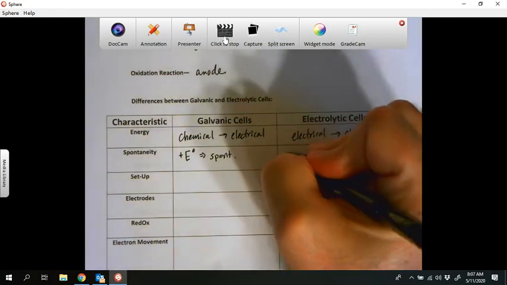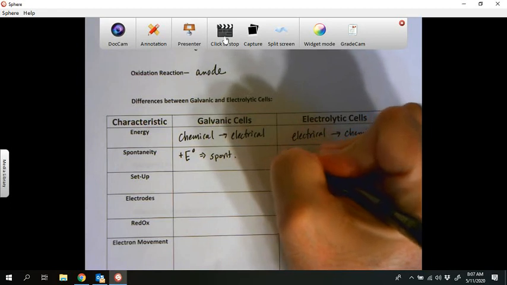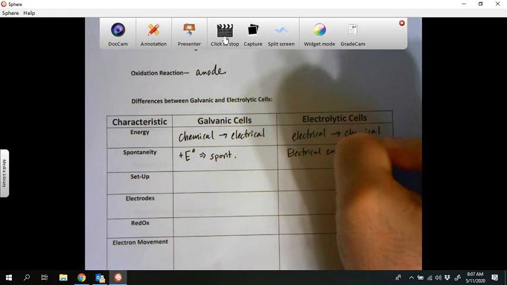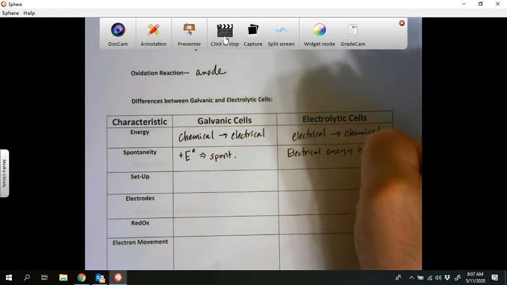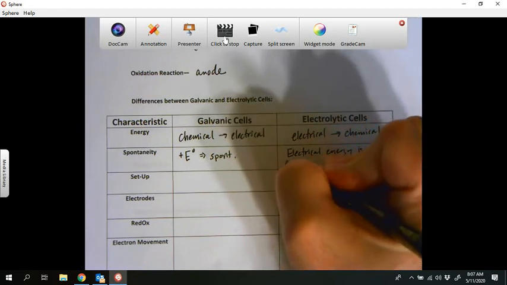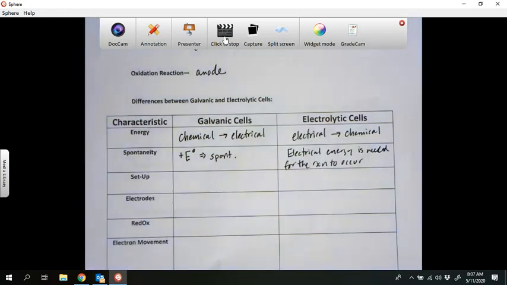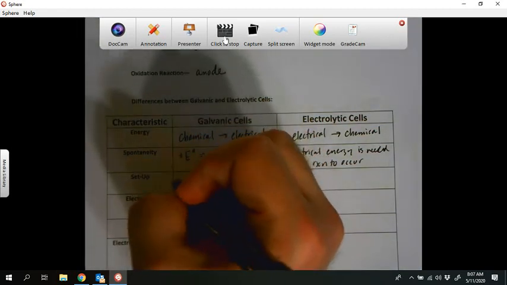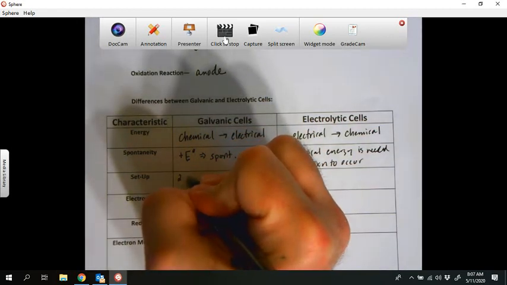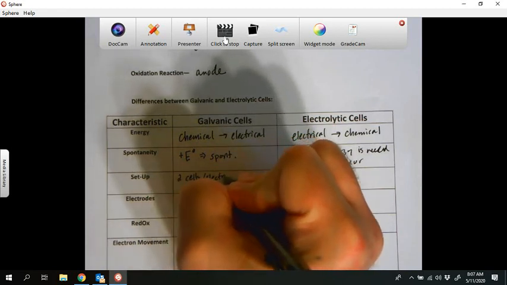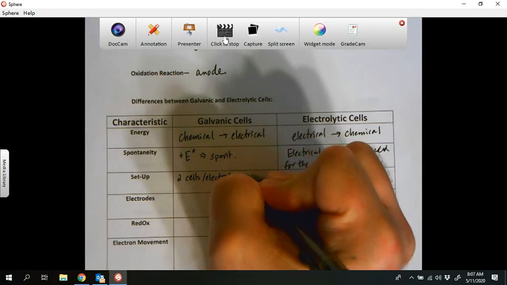Here, electrical energy is needed for the reaction to occur. So it is typically not spontaneous. So in here, we have two cells with electrodes separated by a barrier.